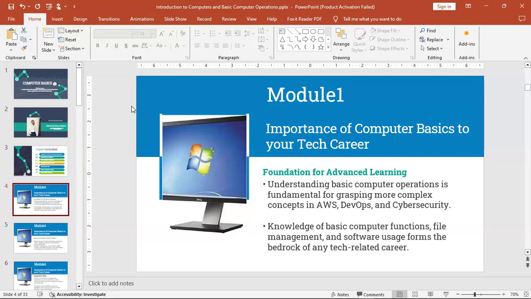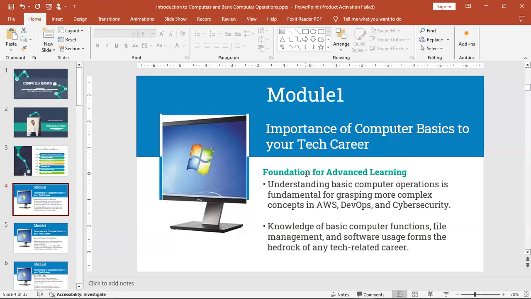So before we start this course, basic computer training, we have to know why we are studying it. You have to know why you're studying, especially for you that you're going through the professional cybersecurity. You may be going through the cybersecurity course or the DevOps or the AWS course. So you must know how the knowledge of computer basics is going to help you in your professional career or in your learning journey. It's very important. So, importance of computer basics to your tech career.